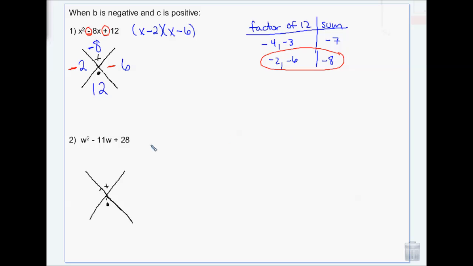So that means my numbers here are going to be negative and negative. And I want them to add up to negative 11 and multiply to make 28. Can anybody think of two? They multiply to make 28, add to make 11. 7 and 4.